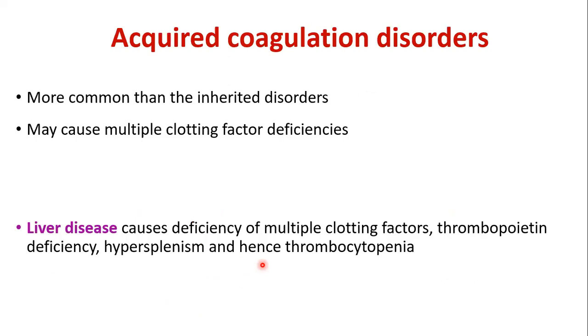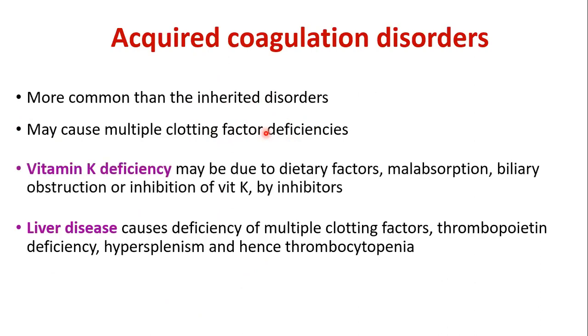Next, most important is acquired coagulation disorders. Just now we talked about hereditary disorders, which have genetic defects. Now, in a lifetime, acquired coagulation disorders are most common, more than inherited disorders, and may involve multiple clotting factor deficiency. Vitamin K deficiency is very common, especially in young and premature children, maybe due to dietary deficiency, malabsorption, biliary obstruction, or inhibition of vitamin K by inhibitors. In clinical practice, I have seen vitamin K deficiency very often in premature children.